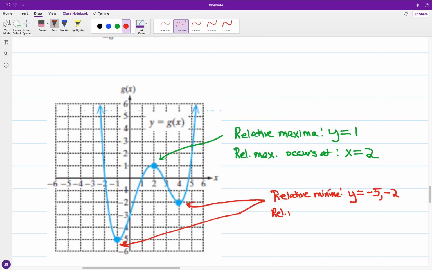And the relative minimum, where they're going to occur, we have the corresponding x values. So when y was negative 5, we had x at negative 1. And when y was at negative 2, the x value was at 4. So the relative minimum will occur at x equal to negative 1 at this point, and also at x equal to positive 4 at that point.